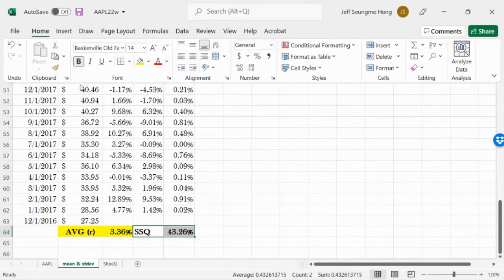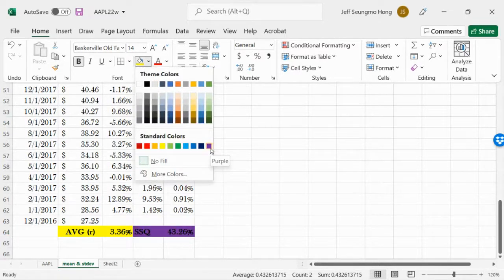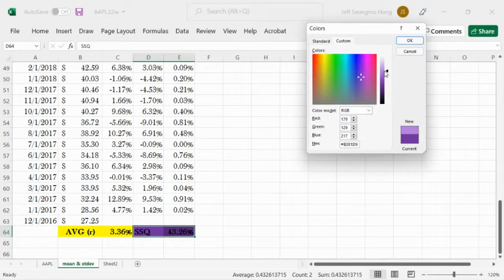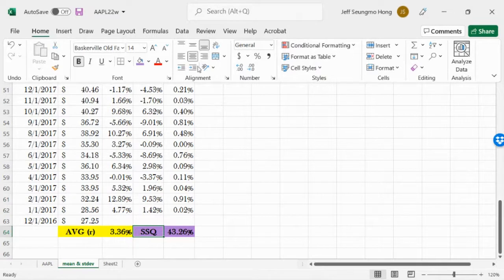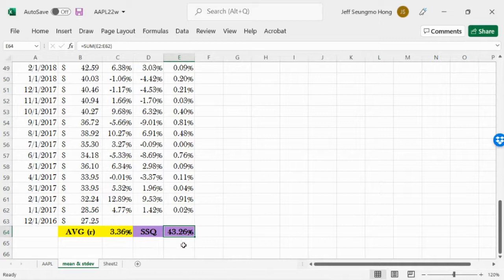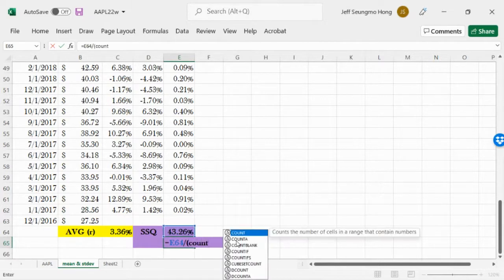I'm going to make it lighter. Something like this. Sum of squares. Okay. And then we wanted to find the average of these. So if we find the average, I'm just going to copy this just for the format. I'm going to divide it by 61 because we have 61 data points.